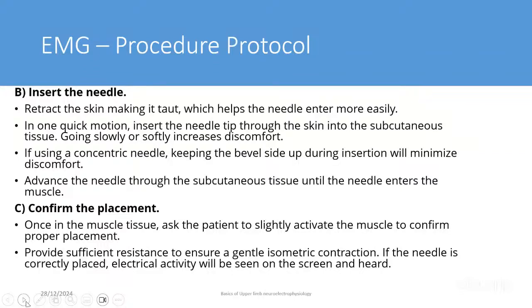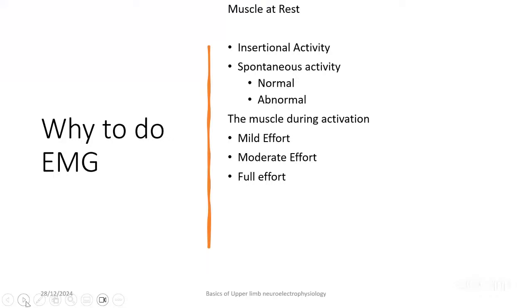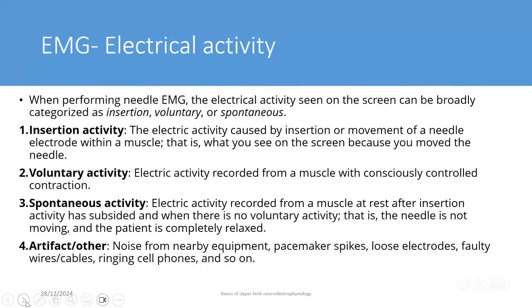You can hear an EMG signal. You provide sufficient resistance to ensure a gentle isometric contraction. If the needle is correctly placed, electrical activity will be seen on the screen and heard. Before you start EMG, ask the patient to do 3 maneuvers: normal, mild contraction, and a bit forceful contraction. Why do we do EMG? We do EMG to assess insertional activity, spontaneous activity, whether normal or abnormal, and the muscle during activation: mild effort, moderate effort, and full effort. All 3 we have to test.